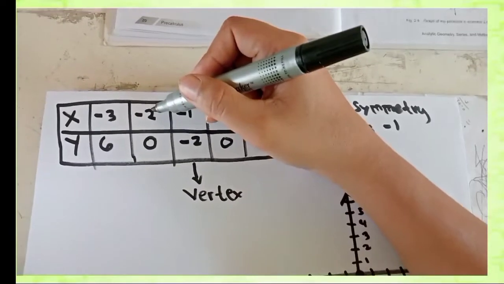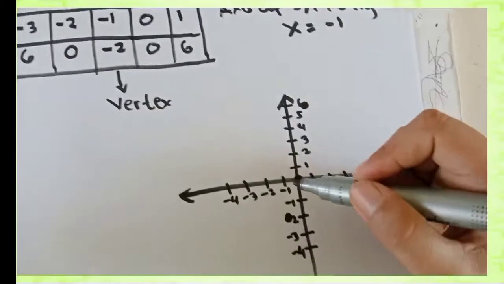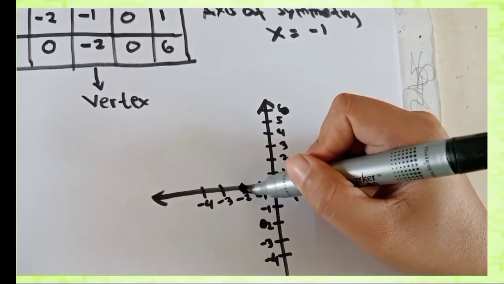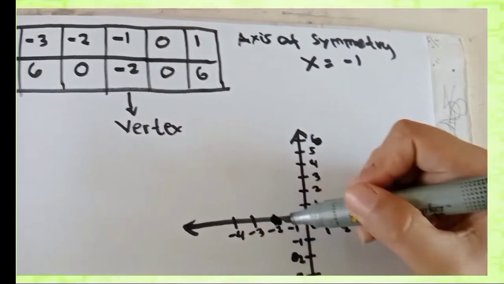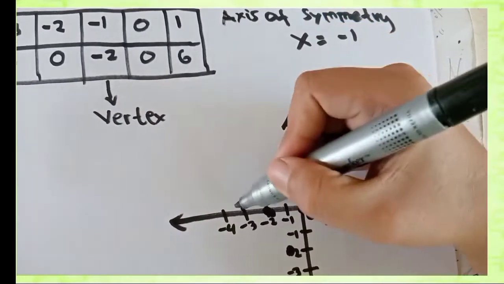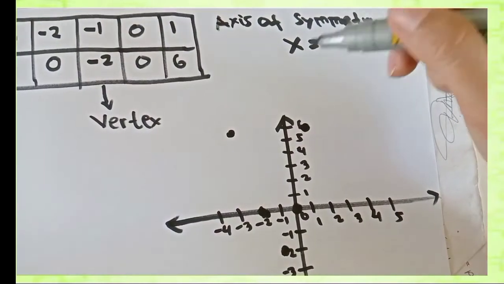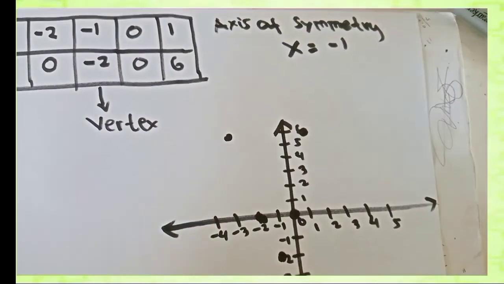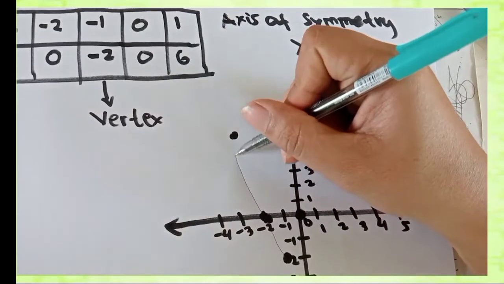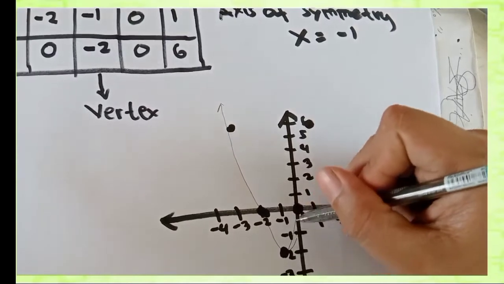Then, from the left side, we have negative 2, 0. Then next, we have negative 3, positive 6. Then, we can now sketch the graph. Opens upward siya mga ka-fighter. Something like that. At the origin.